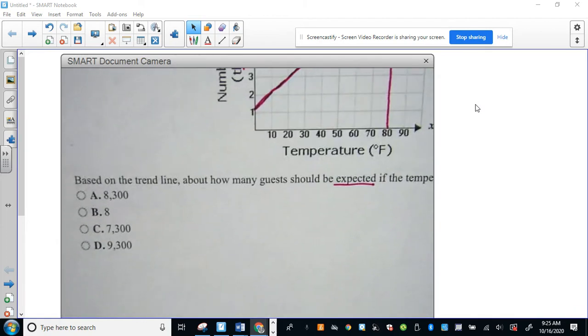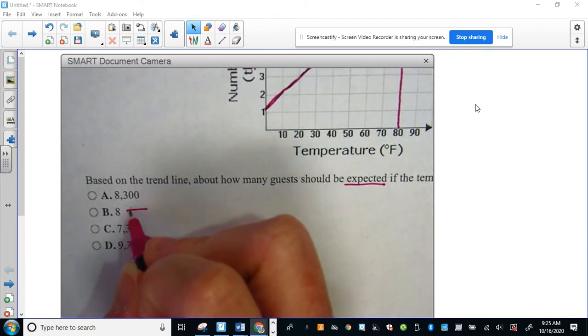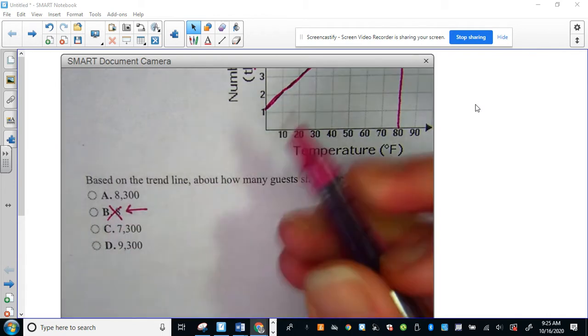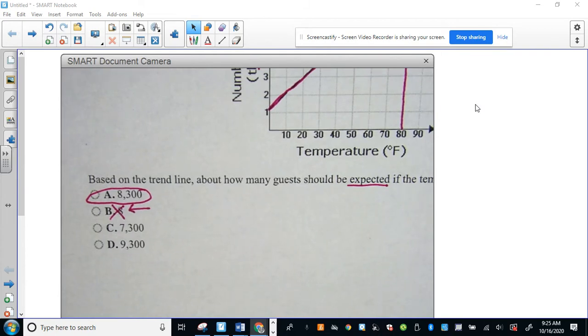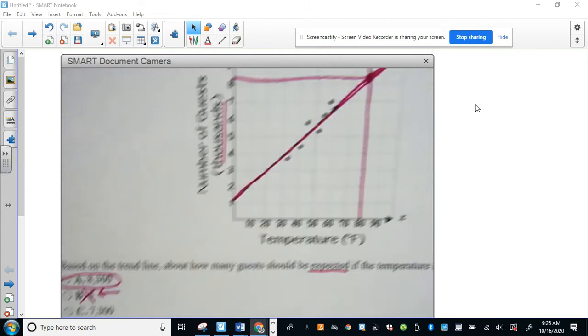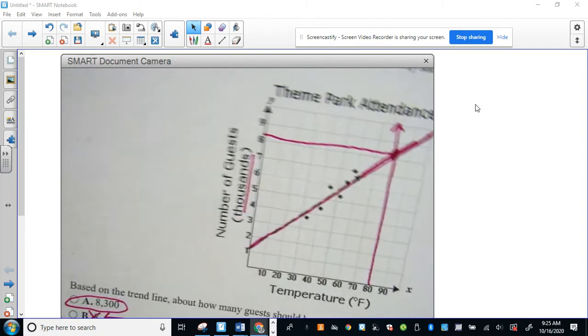So if you look at your choices, well, here's a trick for you. It's not 8. You have to pay attention to that thousands. So it looks like it's 8,300, a little bit over 8,000. Obviously, it's between 8 and 9,000 based on the graph.